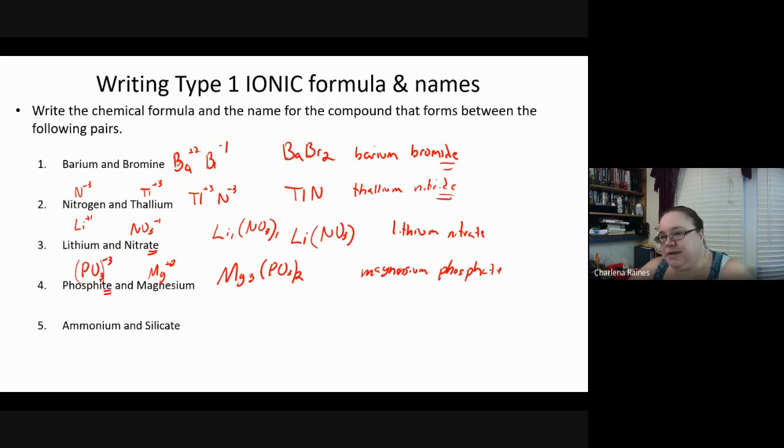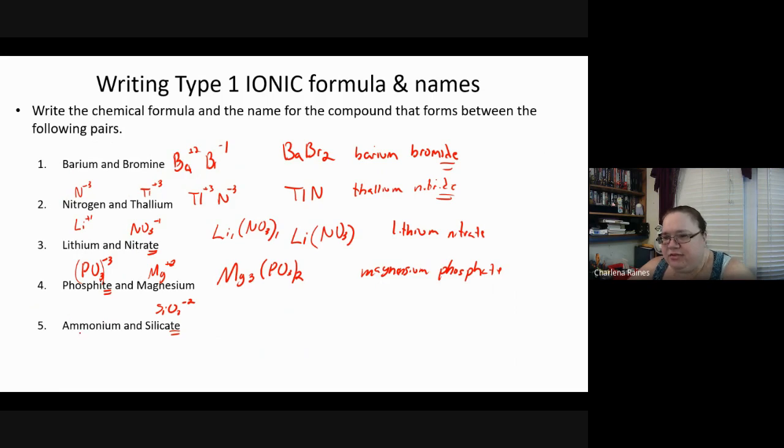Alrighty, last but not least, I'm going to start with a thing that I easily recognize. That ATE tells me I'm looking at a polyatomic, which is silicate. And I always have issues remembering this one, SiO3 -2.